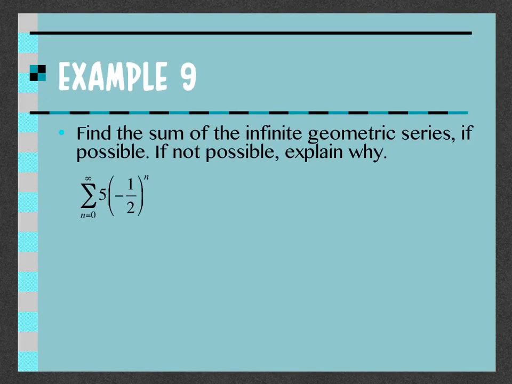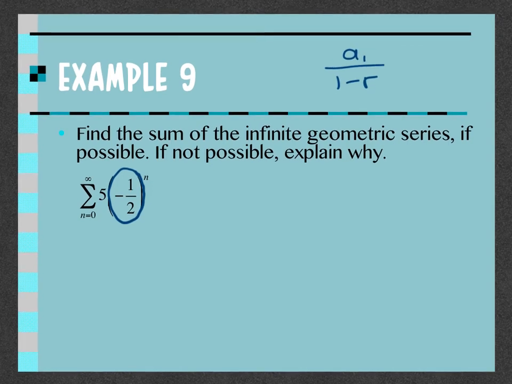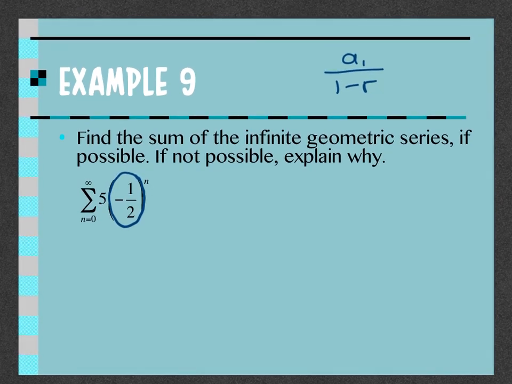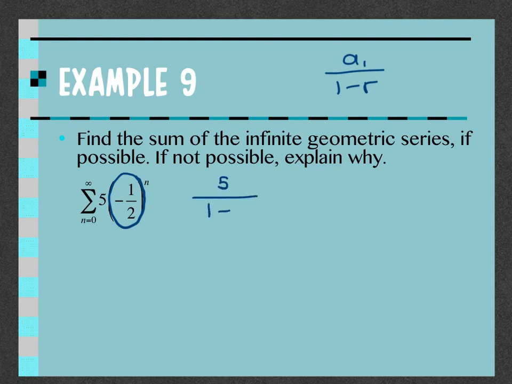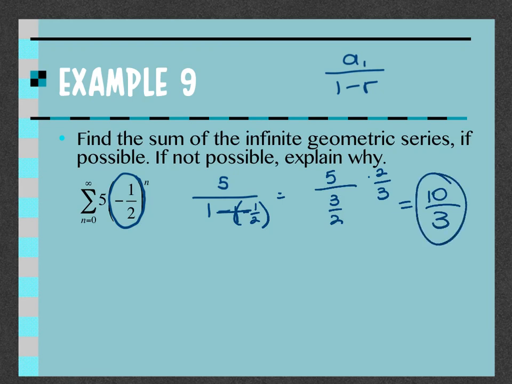So a sub 1 over 1 minus r, if r is a fraction between 0 and 1. Is r a fraction between 0 and 1? Yes. What's a sub 1? 5. 1 minus, what's r? Negative 1/2. This becomes plus 5 over 3/2. Keep, change, flip. And it's 10/3. You will keep that the way that it is. I don't want that to be a rounded number. You can write it as 3 1/3, that's fine too, but you don't even need to go to the next step. You just need to keep it as a simplified fraction.